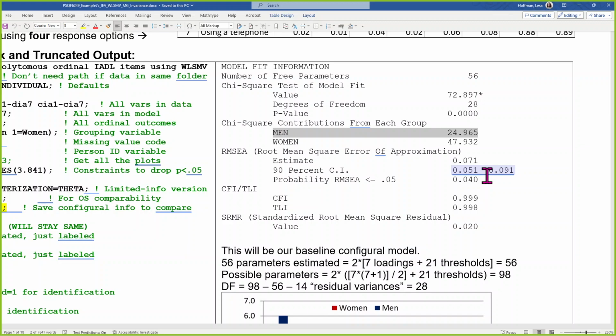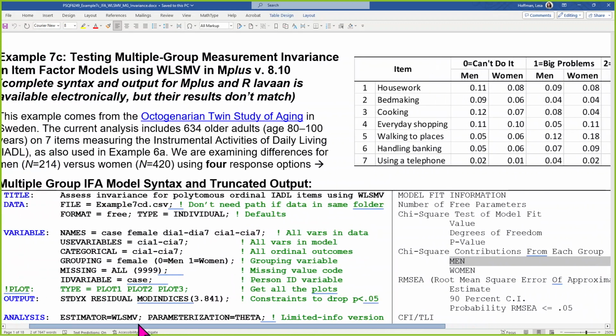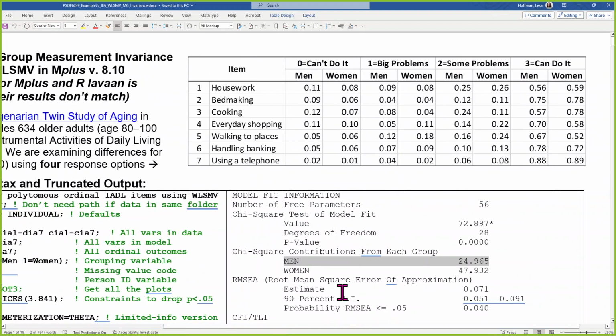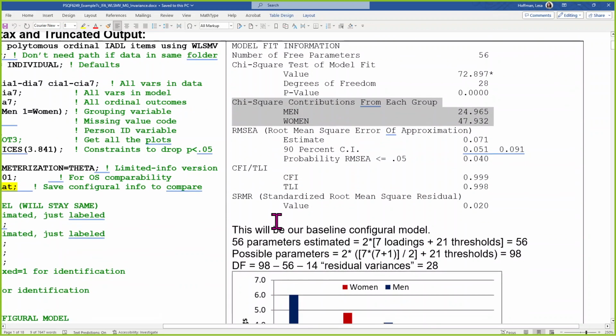Any guesses? Fits worse in women, or could be something else? Sample size. Yeah, more people, more chi-square. And sure enough, we have only 214 men versus 420 women. So keep in mind that this chi-square contribution from each group is a function of misfit and sample size. So we don't have a fair comparison to make here.